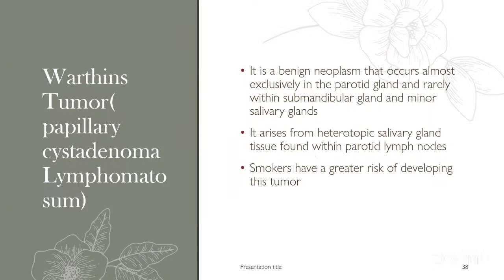So next is Warthin's tumor. It's again benign. It's otherwise known as papillary cystadenoma lymphomatosum. It's a benign neoplasm that occurs almost exclusively in the parotid gland and rarely in submandibular and other glands. It arises from the heterotopic salivary gland tissue within the parotid lymph nodes. That's the importance of this condition. And smokers have a greater risk of developing this tumor.